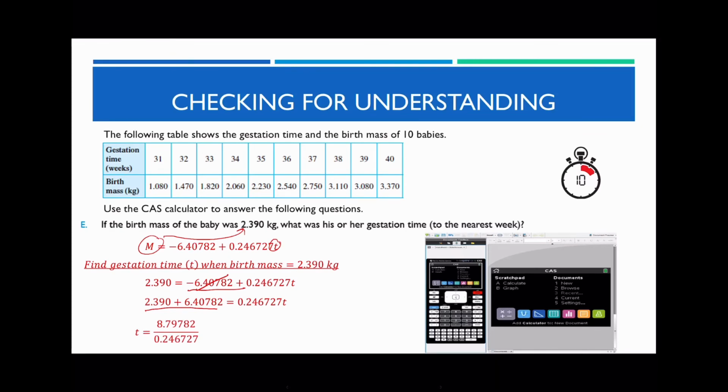And since this number is being multiplied with T, we're going to divide both sides of the equation by 0.24. So this is what you should obtain. Put this into your calculator, so divide these two values together. You're going to get an answer of 35.65812. Because the question wants us to round to the nearest whole number, your answer is going to be 36 weeks.